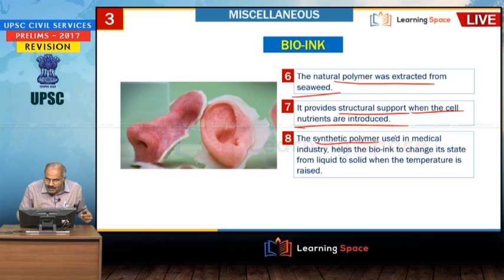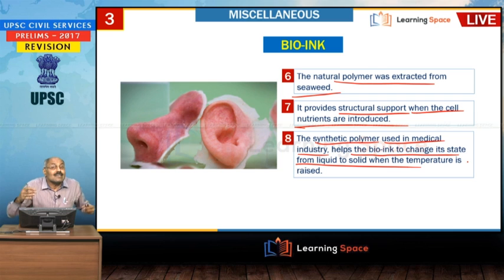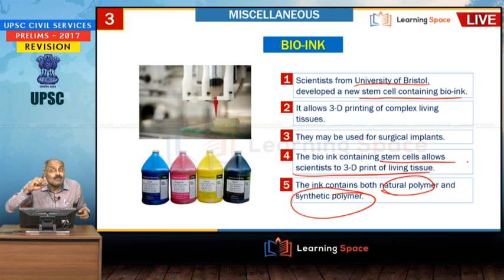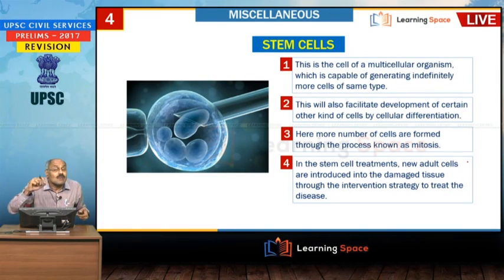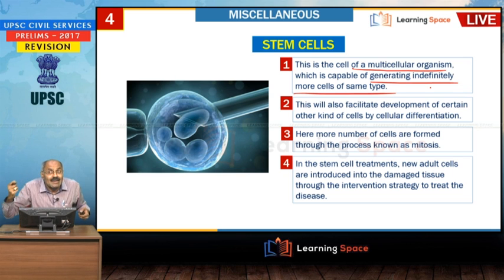Then the synthetic polymer used in the medical industry helps the bio ink to change its state from liquid to solid when the temperature is raised. So these are the purposes of both natural polymer and synthetic polymer. So please don't forget, bio ink allows 3D printing of complex living tissues. Then we have to look at stem cells. Stem cells means the cell of a multicellular organism which is capable of generating indefinitely more cells of the same type.